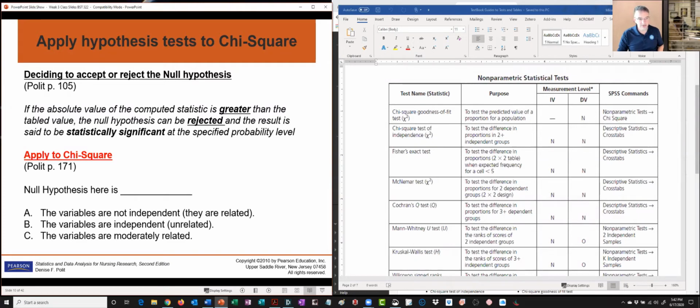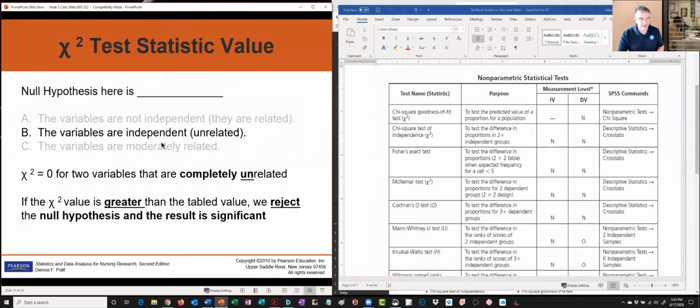So with that long intro, go ahead and start guessing from here, A, B, or C, type in, what do you think our null hypothesis is going to be for a chi-square? Is it that the variables are not independent, they're related, A, B, they're independent or unrelated, or C, they're moderately related? What would our null hypothesis be here for chi-square? Related, unrelated, or moderately related? We're getting a lot of B's. You guys are getting better at this. Yes, B, the variables are independent or unrelated.